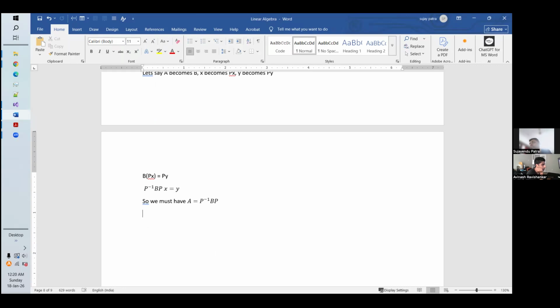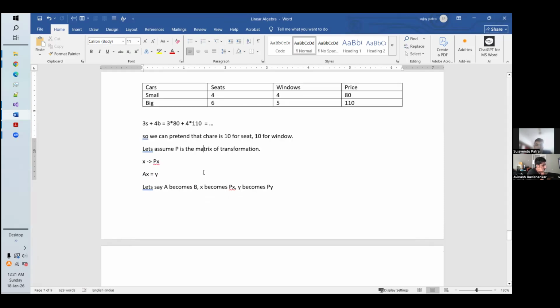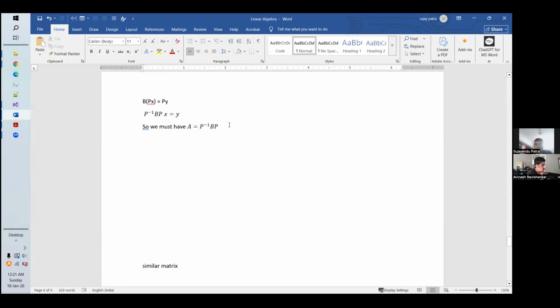So this is basically our formula for change of basis. Whenever you have a matrix in one coordinate system and you want to transform to another coordinate system, and the change of basis is by P, then the matrix also has to transform like this. What was P again? P is the transformation matrix. So that is basically the seats and windows for every car, that data. And this is how the formulas look like.